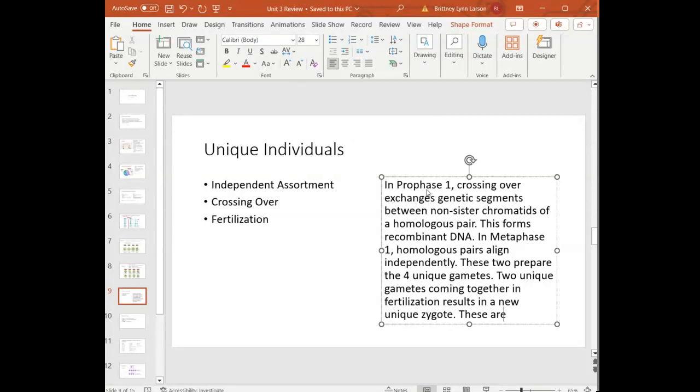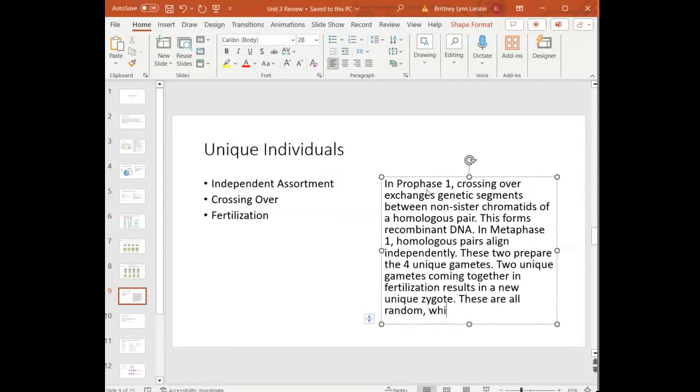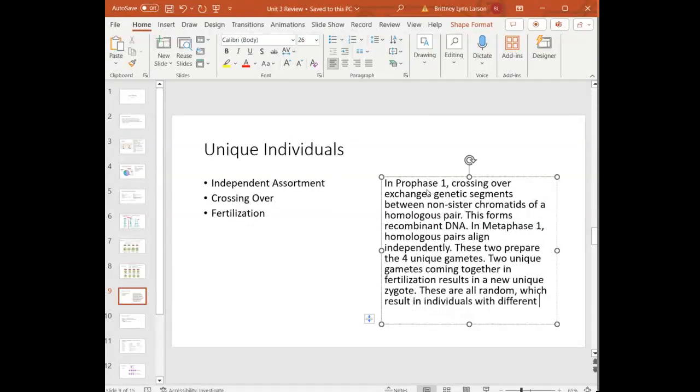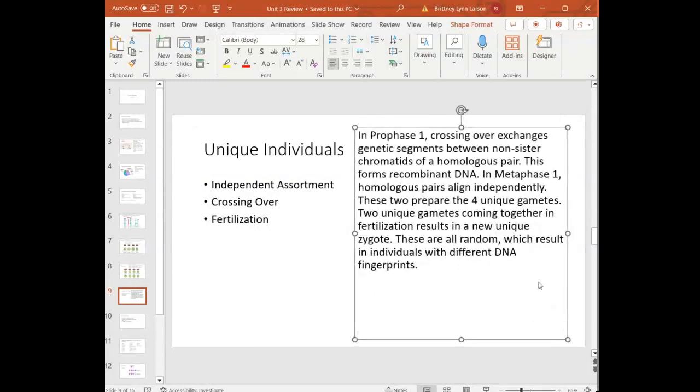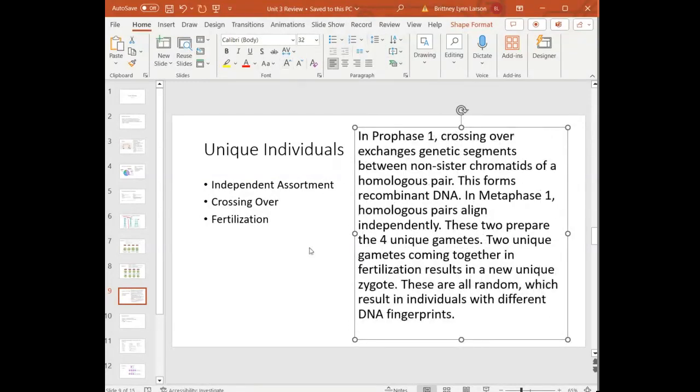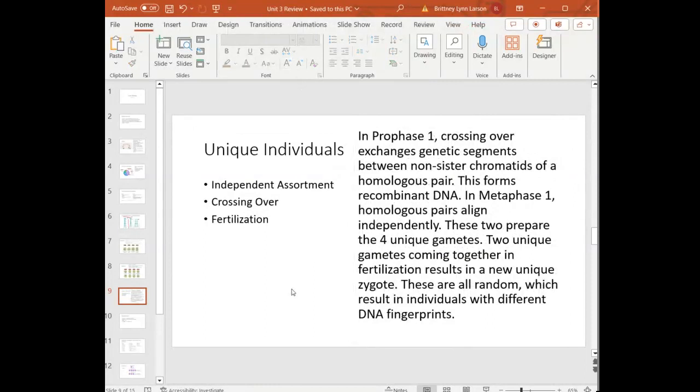And so these are all random, which result in individuals with different DNA fingerprints. And if you think about it, that makes sense, right? That's how we can use DNA analysis to determine who maybe did a crime. That has its own problems. But it's also how we can say, okay, these are identical twins, or these are fraternal twins, or we know these people are siblings. It's how 23andMe works.